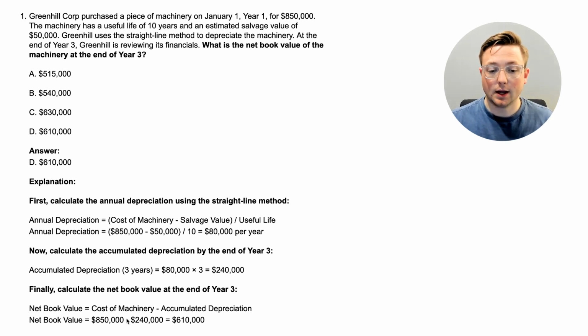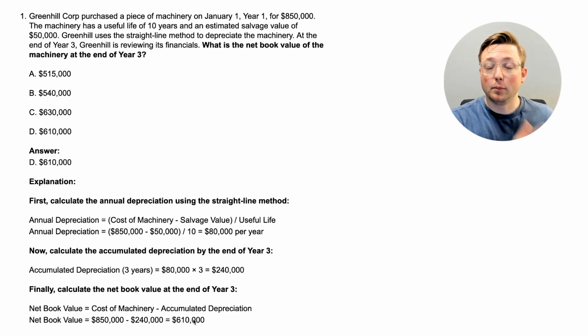So we take that and we subtract that from the cost of the machinery. We're not subtracting it from the cost less the salvage value because, again, remember, this depreciation is going to get us to the salvage value. So we've already taken that into account. So now we can use the normal cost of the machinery. So we subtract $240,000 of accumulated depreciation from the $850,000 that was the original cost, and that gives us $610,000.